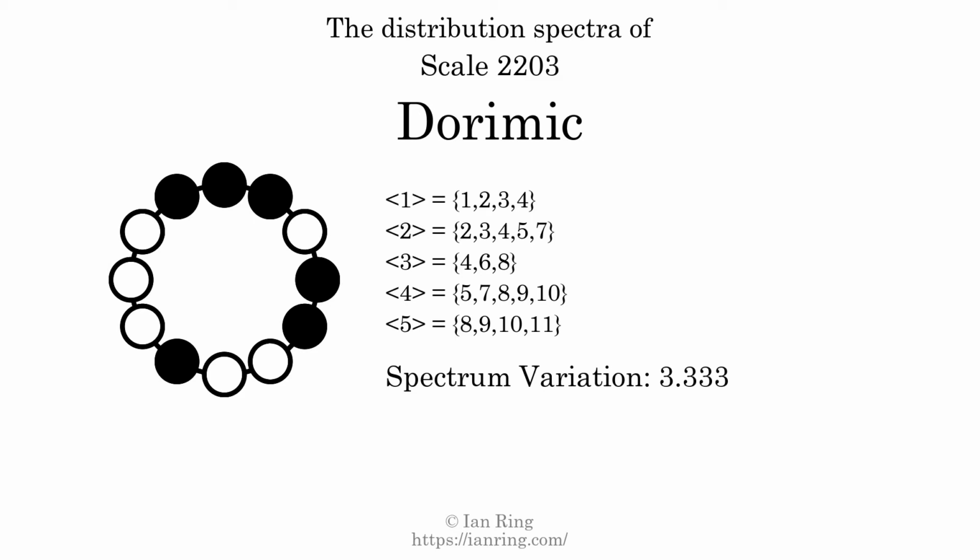The spectrum variation of this scale is 3.333. Since the variation is greater than 0, this indicates that the scale is not perfectly even. The highest spectrum width is 5. Since this is greater than 1, we know that this scale is not maximally even.